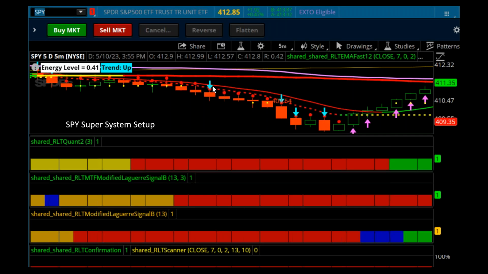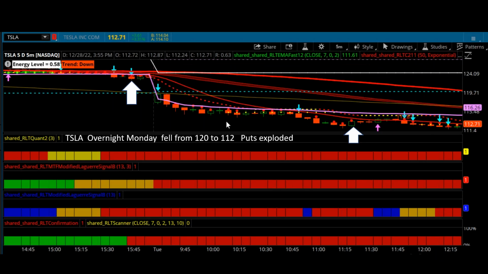Just to see that's coming off of the 15 right here. Everything red, beautiful trade in this one as well. Right, so that's kind of the setups.